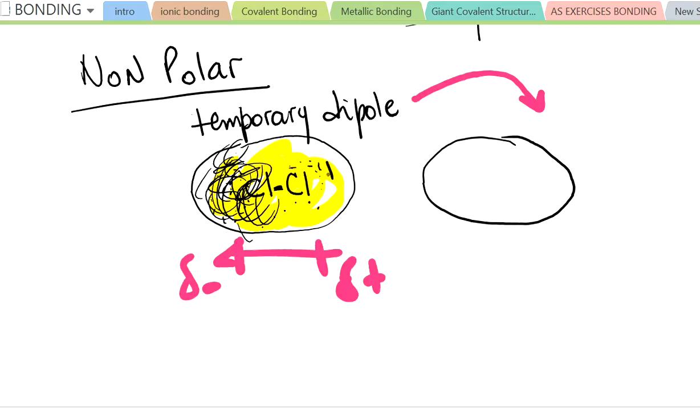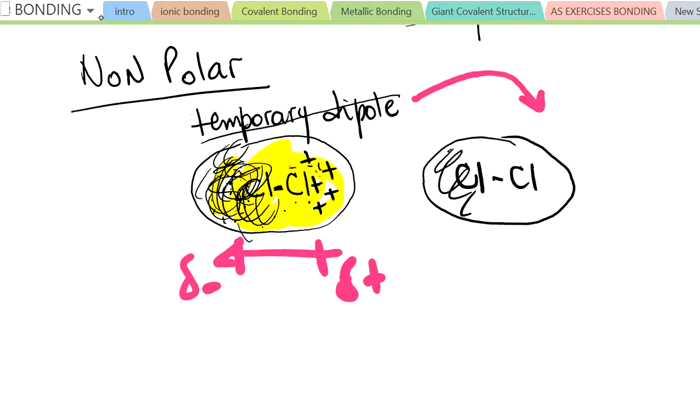Why? Because this positive zone is not a charge, but this positive zone is going to attract the electrons of another chlorine that is attached to another chlorine that is next to it. Do you understand? And in this case, this temporary dipole is going to produce what we call an induced dipole.